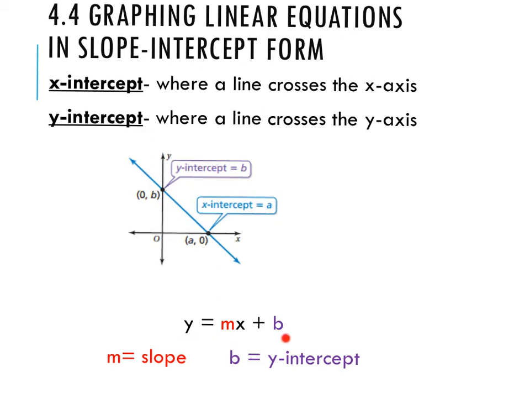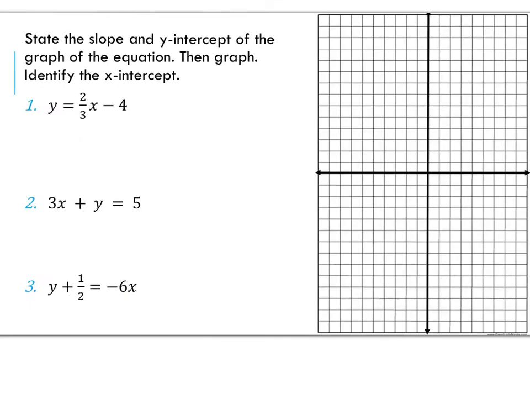And then we also have our slope-intercept form, which should be familiar for you. M, remember, stands for slope, and b stands for y-intercept. And we're going to use this y-intercept a little bit more to help us graph today. So let's get started with an example.